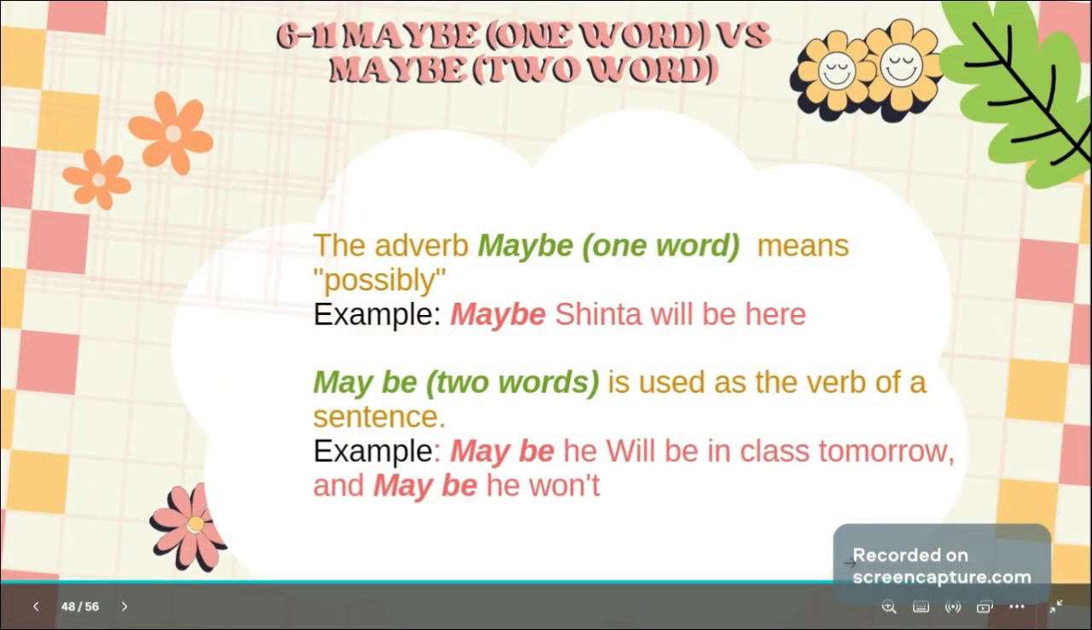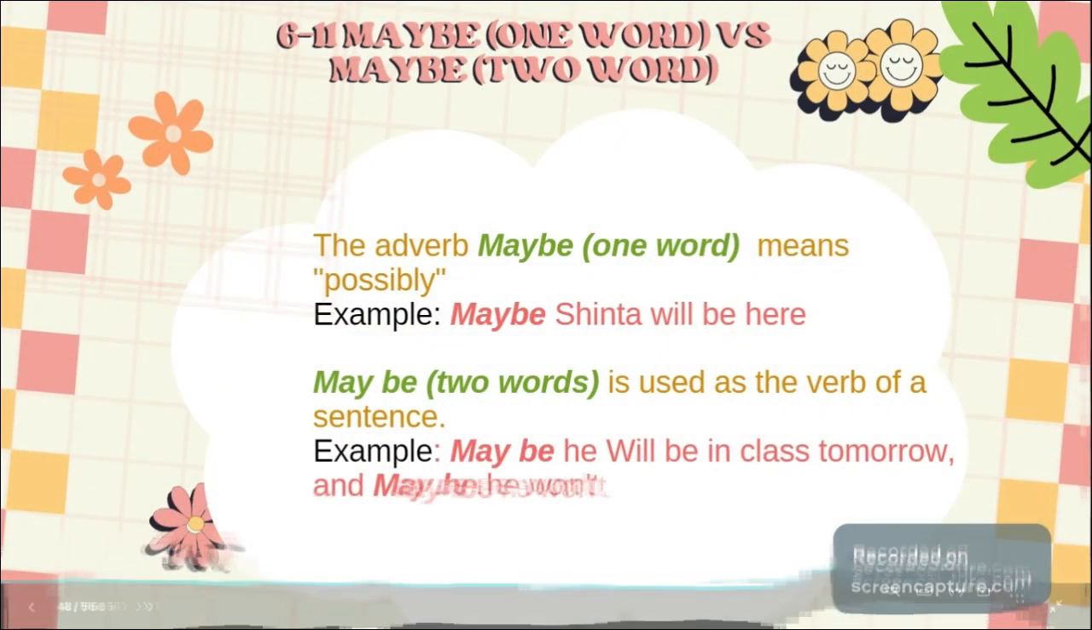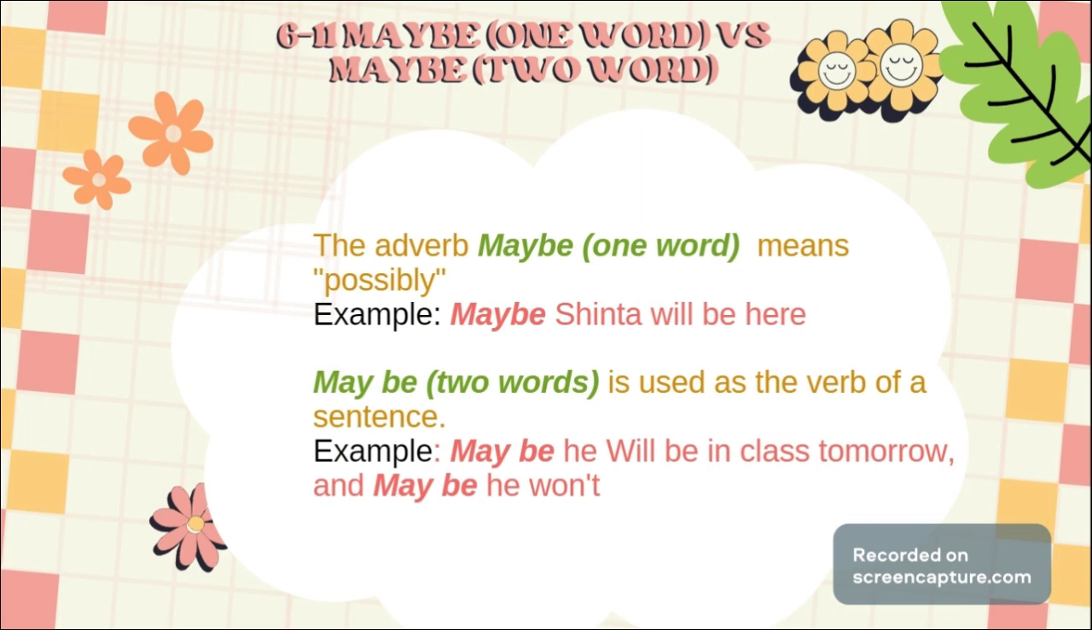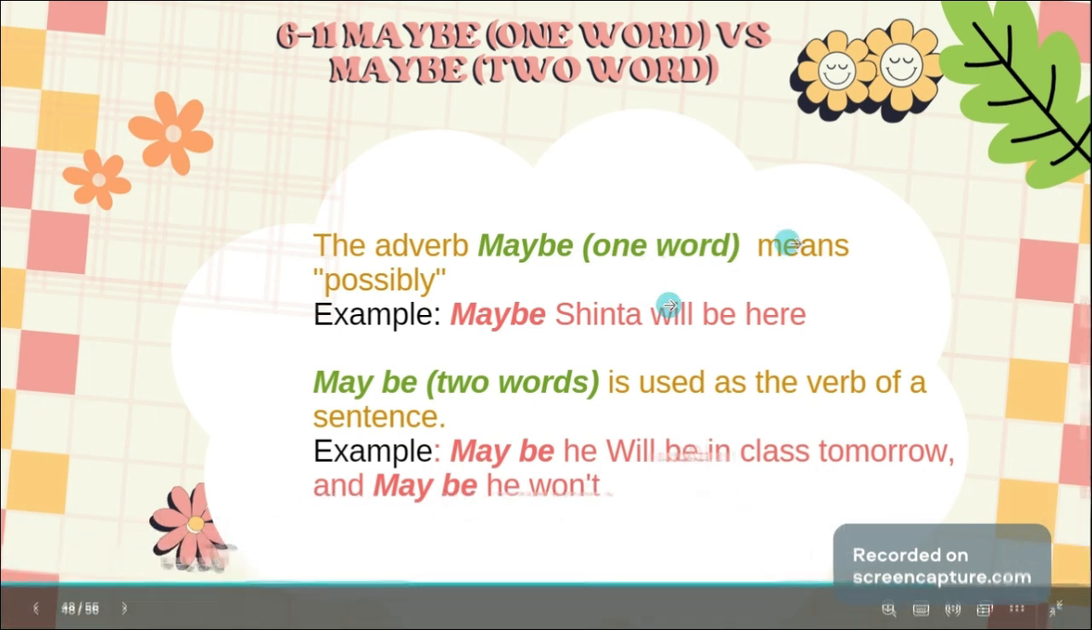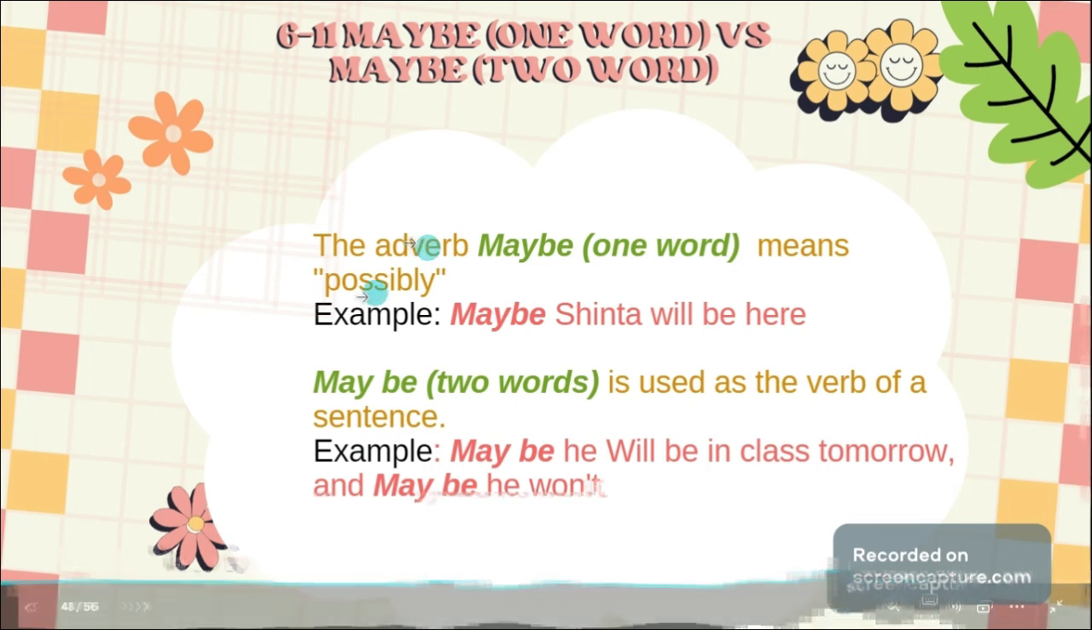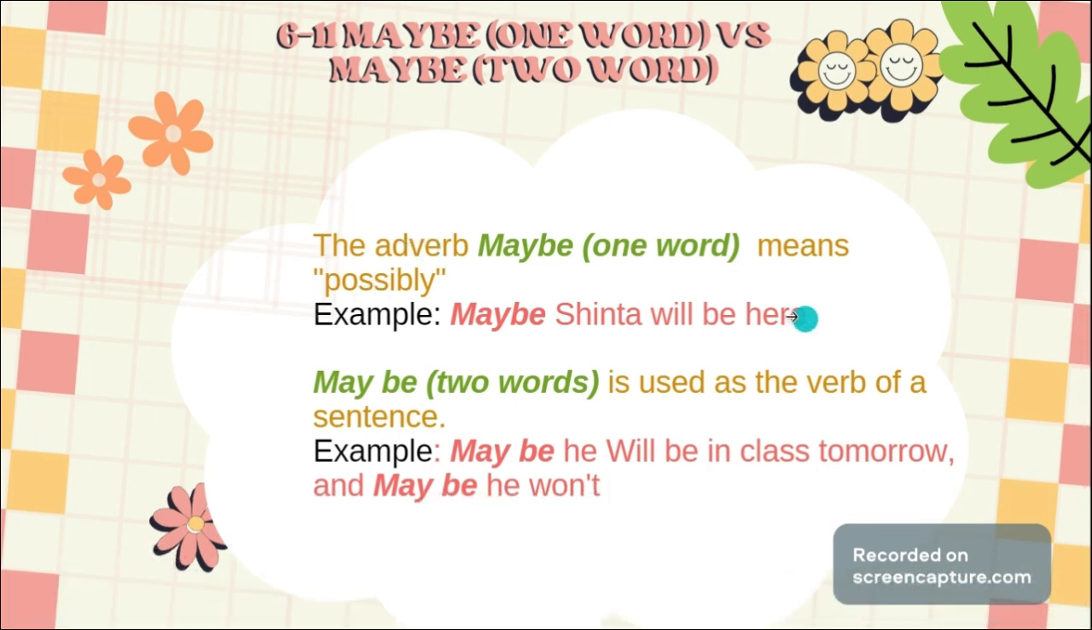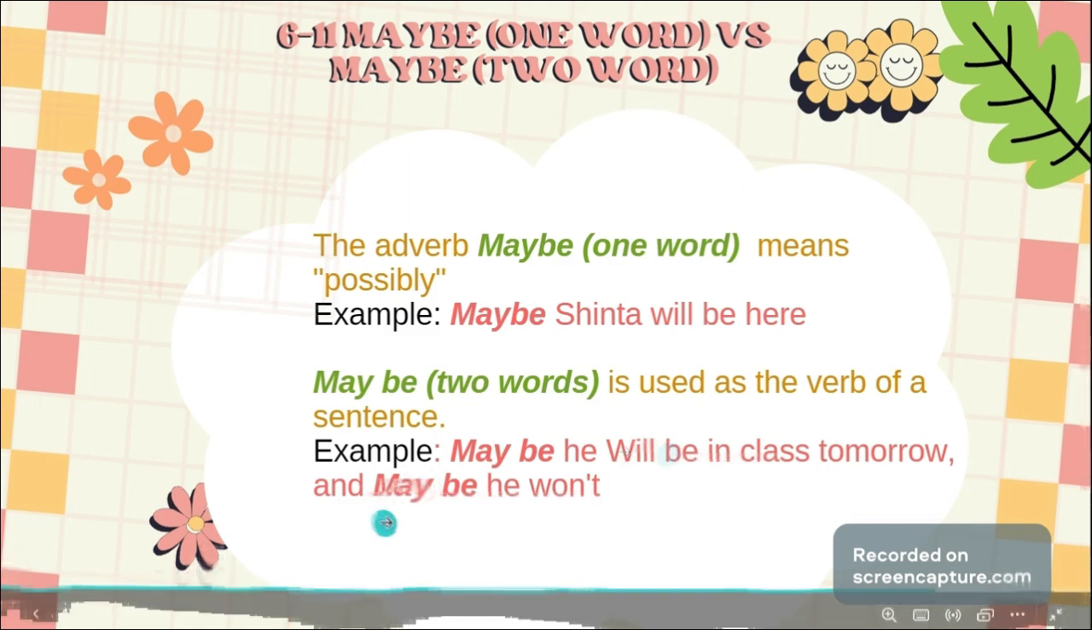Next, maybe one word versus may be two words. The adverb maybe as one word means possibly, like: maybe Sinta will be here, meaning possibly. And may be as two words is used as the verb of a sentence. Example: he may be in class tomorrow, and maybe he won't.